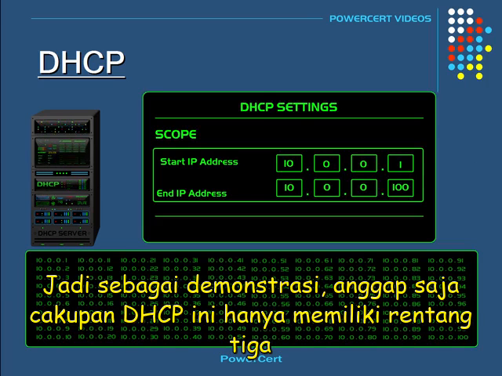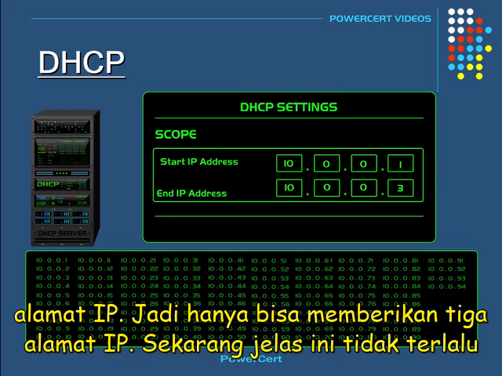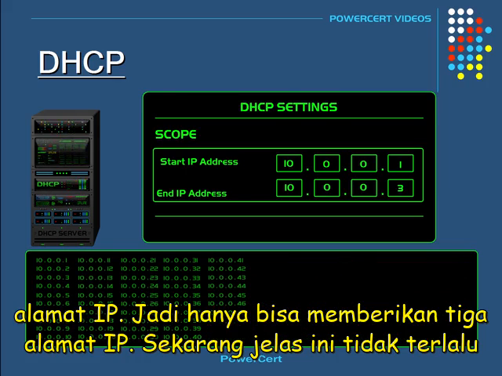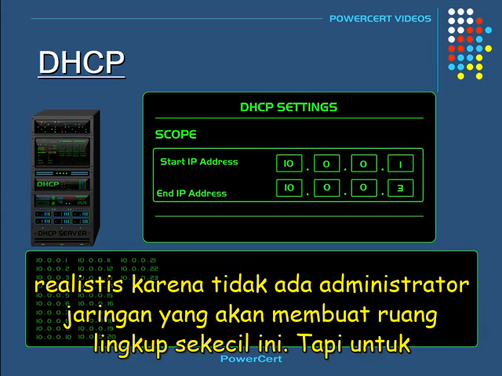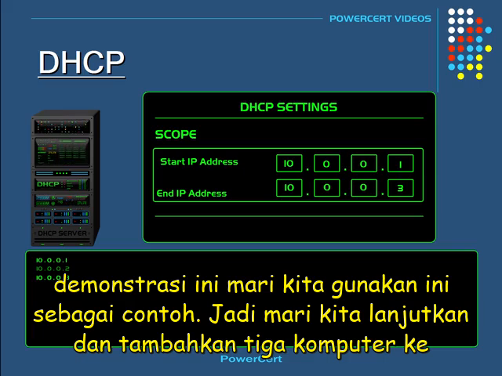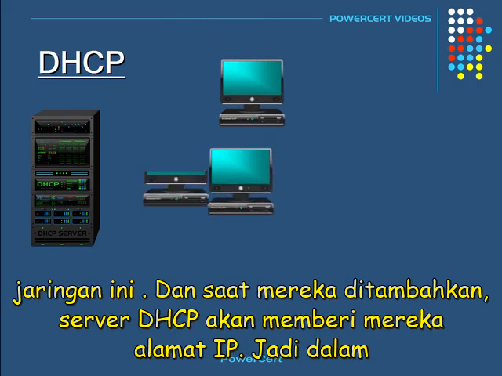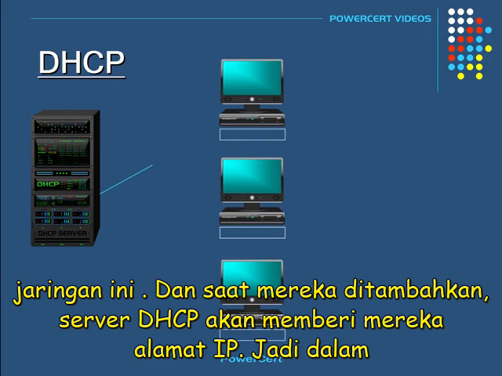So as a demonstration, let's just say that this DHCP scope only has a range of 3 IP addresses. So it can only give out 3 IP addresses. Now obviously this is not very realistic because no network administrator is going to create a scope this small. But for this demonstration, let's just use this as an example. So let's go ahead and add 3 computers to this network, and as they are added, the DHCP server is going to assign them an IP address.